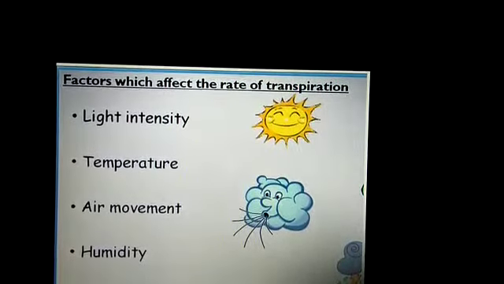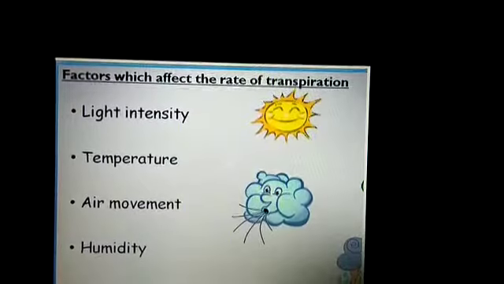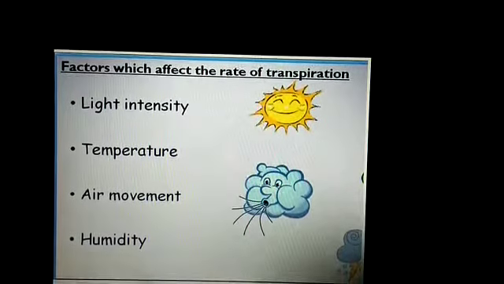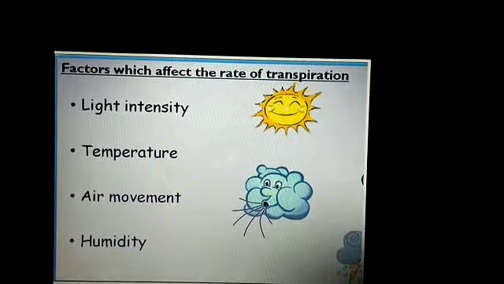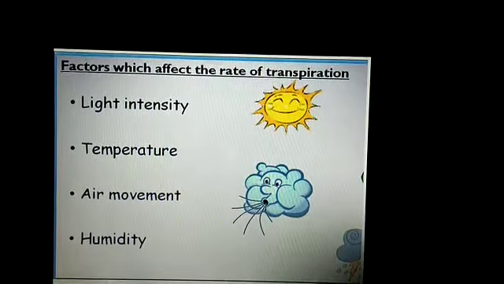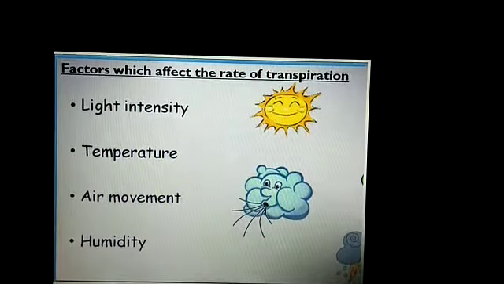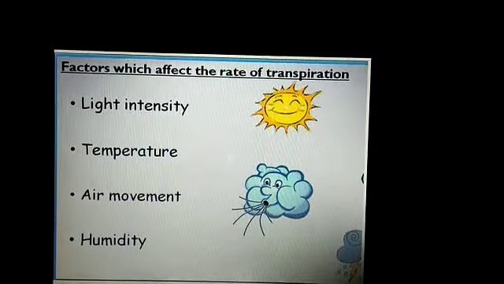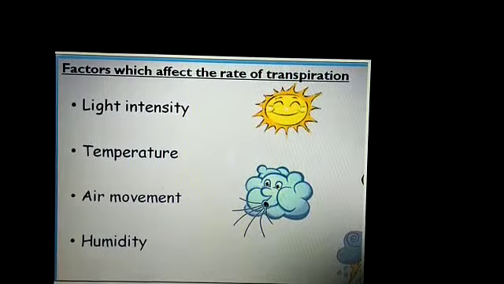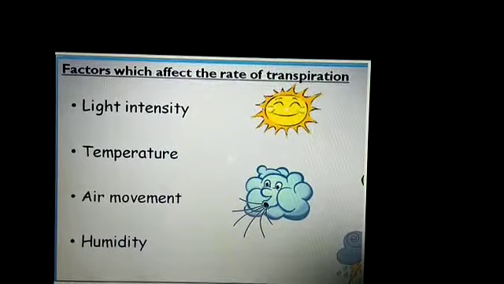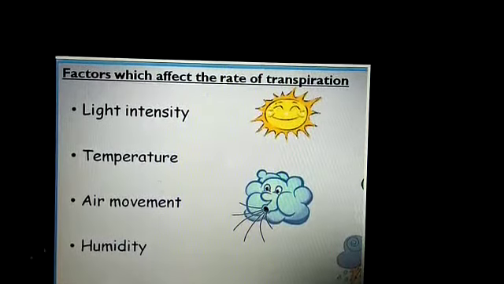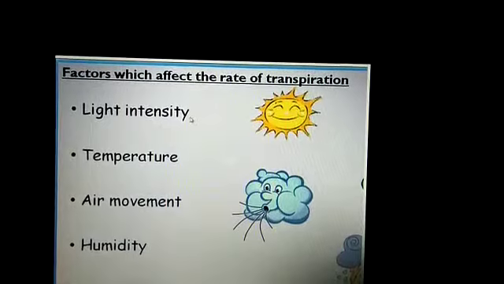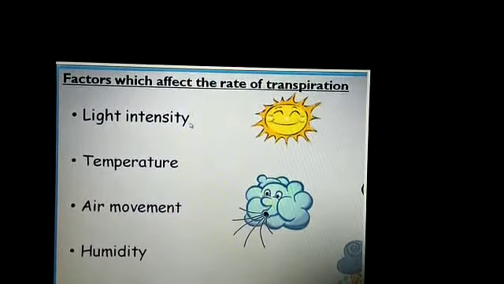During daytime, the rate of transpiration is faster because the stomata remain open to allow inward diffusion of carbon dioxide for photosynthesis. And during night time, stomata close and transpiration also slows down. So light intensity means the more the intensity of light, the more the process of transpiration will occur.